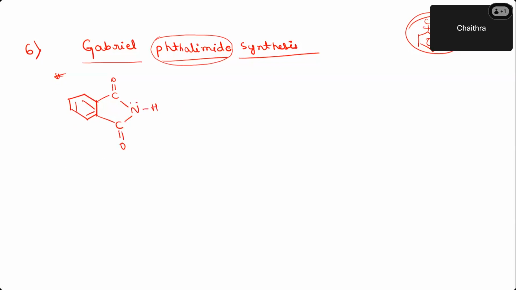Since it's a named reaction, it's very important to remember the original reactant, because once you start with this, you can conclude what the product will be. So you have to remember the starting material. The starting material is phthalimide. Phthalimide means carbon and nitrogen are attached, so that's why we end with imide.